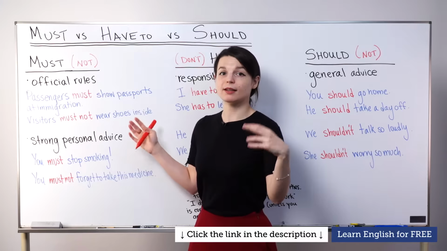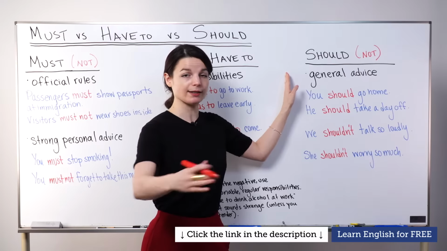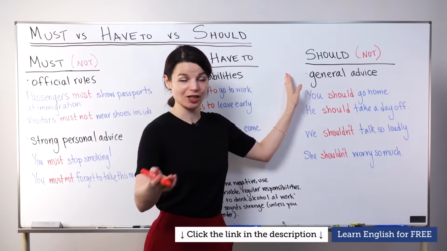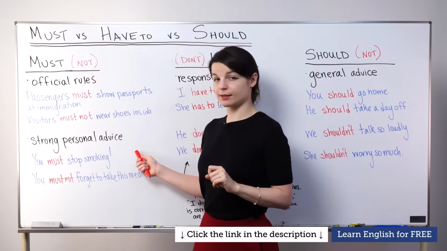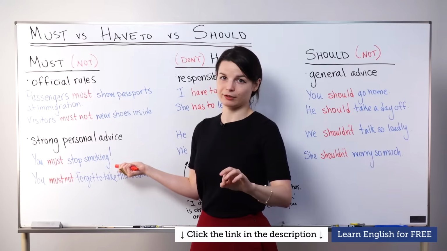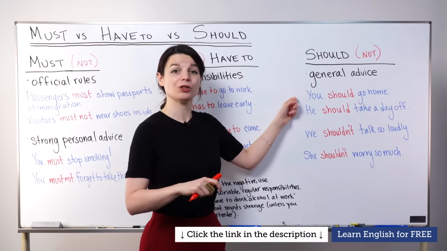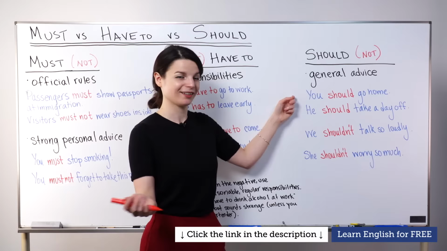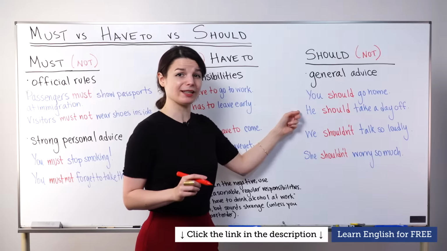In most cases, in everyday life, we use should to talk about general advice, a suggestion, a recommendation. We use should to talk about that. We do not use must to talk about that, unless for some reason it's very, very strong. Examples. You should go home. You should go home. Maybe you look sick. You should go home. Or he should take a day off.